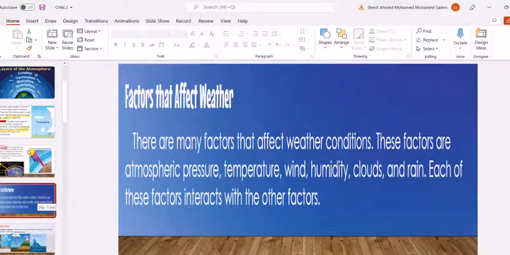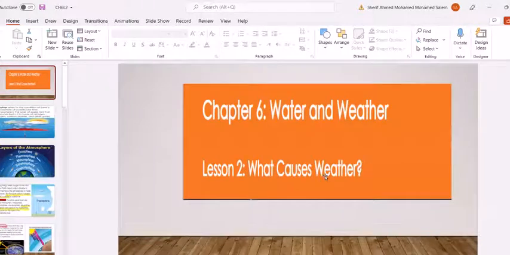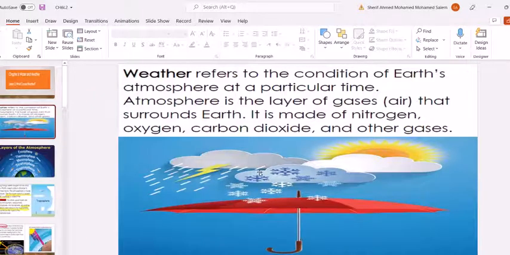So what is the meaning of weather? This is the name of our lesson: what causes weather? Weather means the conditions of the Earth's atmosphere. All these factors we talked about, humidity, rain, clouds, temperature, all of these factors affect the atmosphere, and these are called weather. Again, what is the meaning of weather?